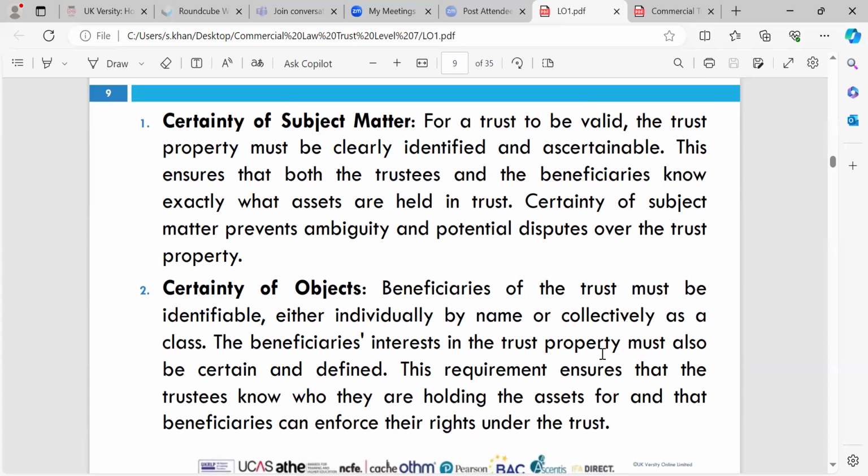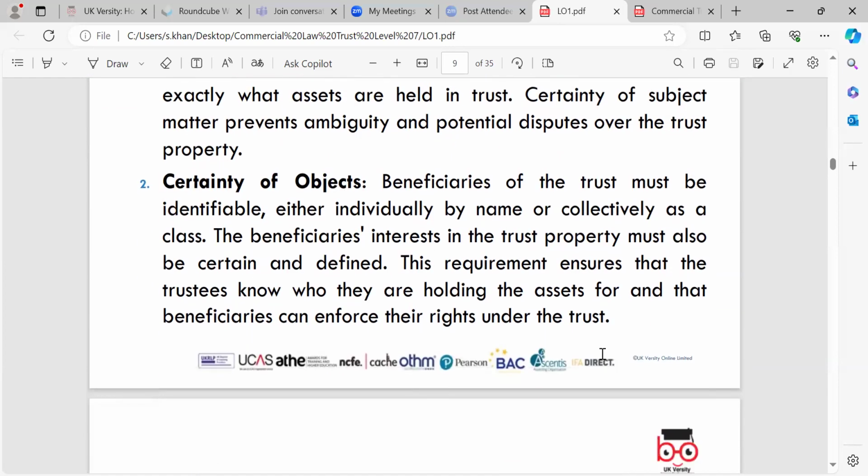Certainty of objects. The beneficiaries of the trust must be identifiable either individually by name or collectively as a class. The beneficiary's interest in the trust property must also be certain and defined. This requirement ensures that the trustees know who they are holding the assets for, and that beneficiaries can enforce their rights under the trust. So it's really important that they know, as a trustee, who the assets are being held for.